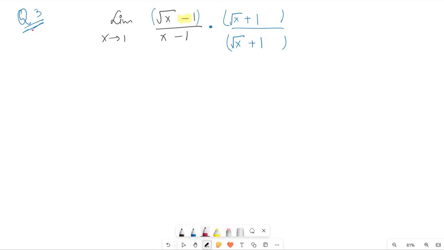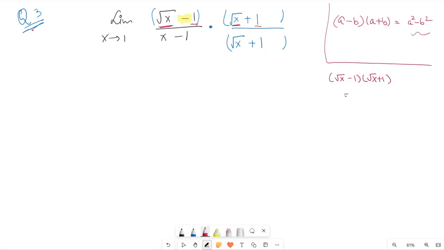Okay. Now remember, from your algebra, there is a rule: a minus b times a plus b is equal to a square minus b square. So this is a minus b and this is a plus b. So on the side, if you do root x minus 1 times root x plus 1, using this rule, this would become root x square, which is x, minus 1 square, which is 1. That is why now, using that, I can write in the numerator it's x minus 1.